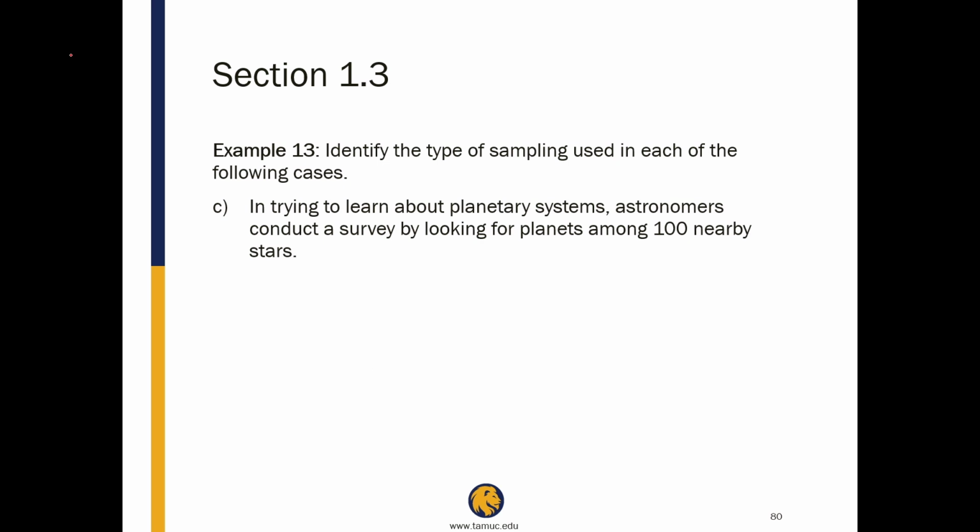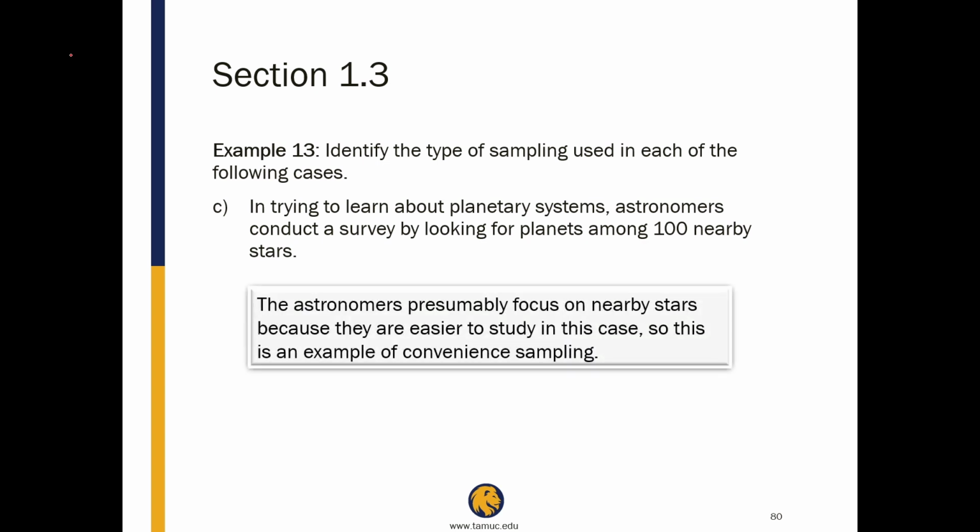In the next one, it says, in trying to learn about planetary systems, astronomers conduct a survey by looking for planets among 100 nearby stars. Notice there's no grouping here, so it's not really going to be stratified or cluster sampling. It's done by looking at what is nearby, and therefore we think of it as convenience sampling. Since the astronomers presumably focus just on nearby stars because they're easier to study, it's an example of convenience sampling.